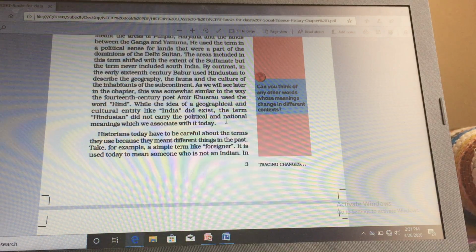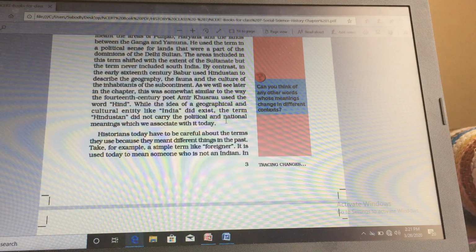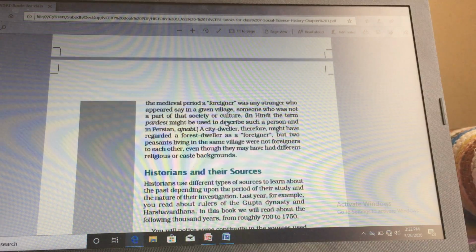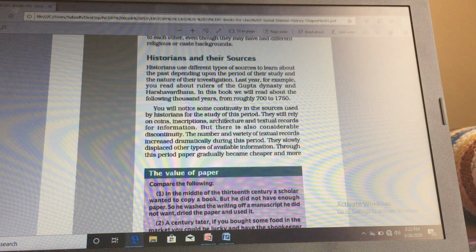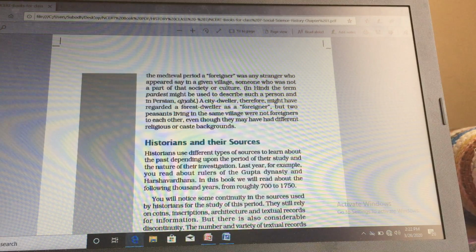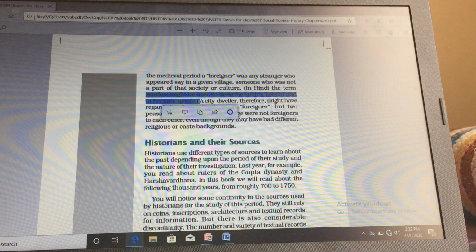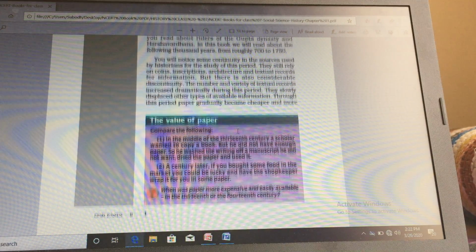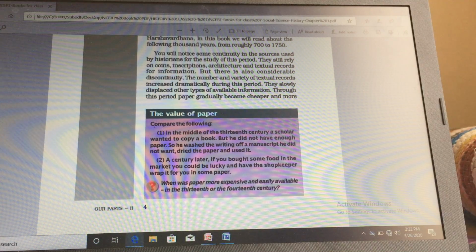I'm going through this book chapter so that you can read. Children, reading the book is very important. And through this, we will be learning new key terms as well. Here you can see Ajnabi or Pardesi were the words for foreigner. And nowadays foreigner has a different meaning. This is very important, children.